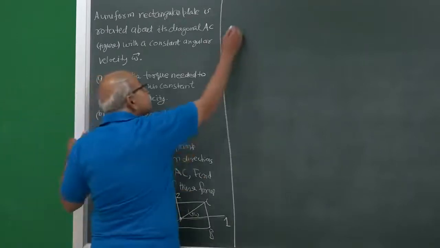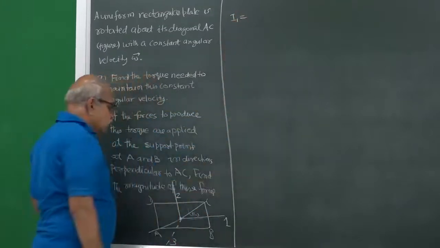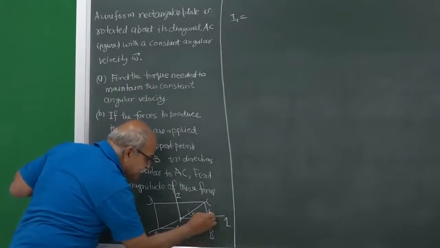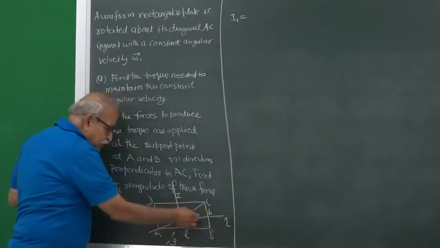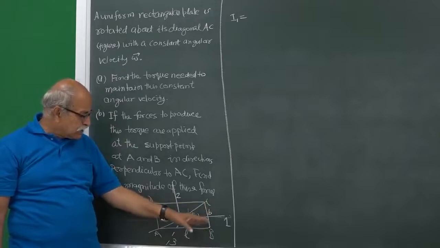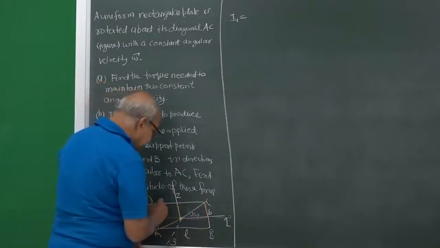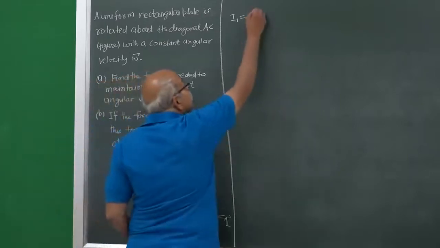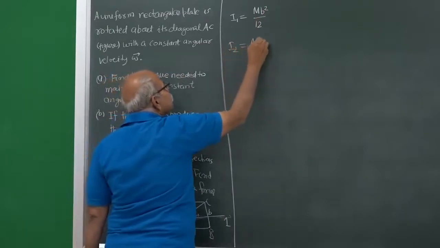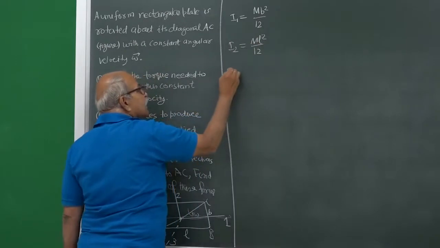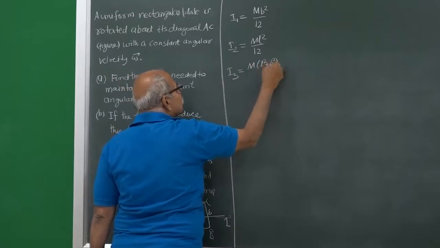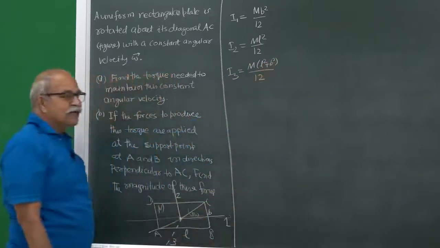So, I can write what is I1. I1 is the usual moment of inertia about the first axis. Okay, let us take length as L and width as b. So, the moment of inertia of this plate about this line will be m b square by 12, where m is the mass of this plate. So, I1 is m b square by 12, I2 will be m L square by 12, and I3, by the perpendicular axis theorem, will be m times L square plus b square by 12. So, this is I1, I2 and I3.